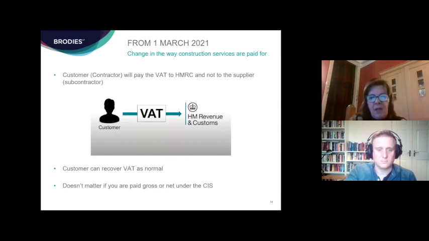And the customer can recover the VAT as normal, but they'll be paying it direct to HMRC. And it doesn't matter if you're a subcontractor, so if you're supplying services, it doesn't matter if you're paid gross or net under the CIS.